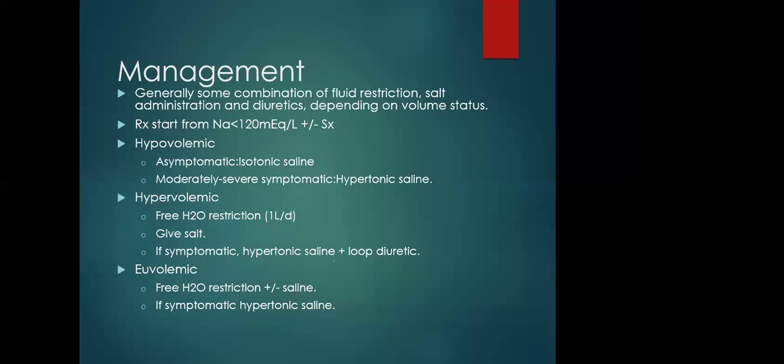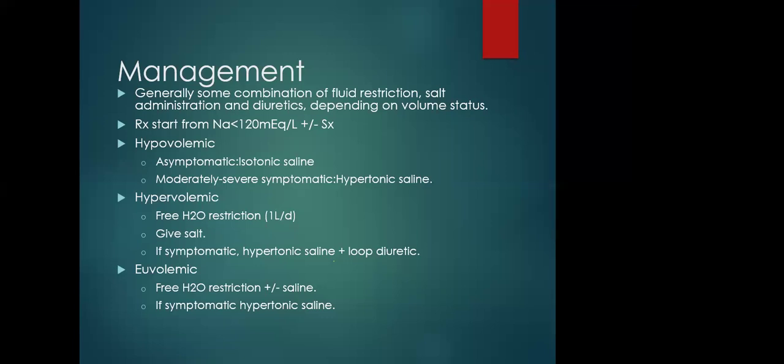And of importance here is that generally some combination of fluid restriction and some administration of diuretics, depending on the volume status of the patient, is done. But the treatment starts when the sodium level is less than 120 milliequivalent per liter, plus or minus symptoms. So if the patient is hypovolemic, ask yourself if they are asymptomatic. If they are symptomatic, then isotonic saline can be used. And then if they are more severely symptomatic, you can go to hypertonic saline.